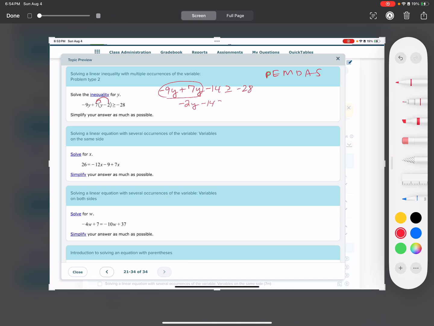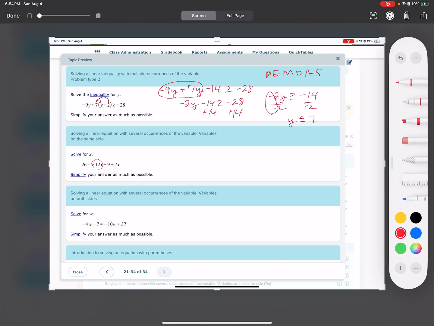And minus 14 is greater than or equal to negative 28. Add 14 to both sides, and I get negative 2y is greater than or equal to negative 14. Divide by negative 2. And y is, now remember I divided by a negative, so it's going to have to flip. So it's going to be less than or equal to 7. And that's it. This one solved for x.